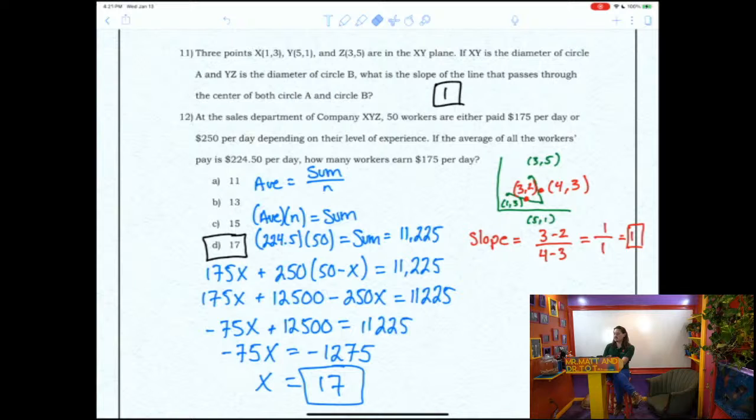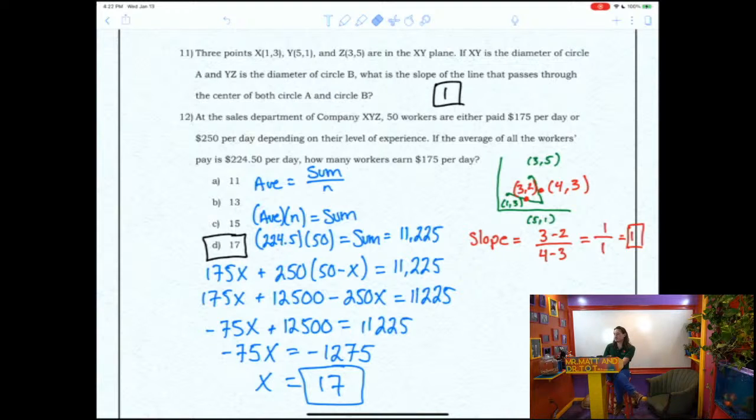For circle B, we have x-coordinates of the endpoints of the diameter as 3 and 5. 3 plus 5 is 8, 8 divided by 2 is 4. We have y-coordinates of 5 and 1. 5 plus 1 is 6, 6 divided by 2 is 3. So the center of circle B is going to be (4, 3).